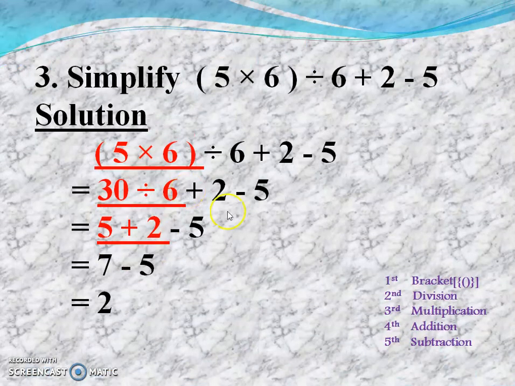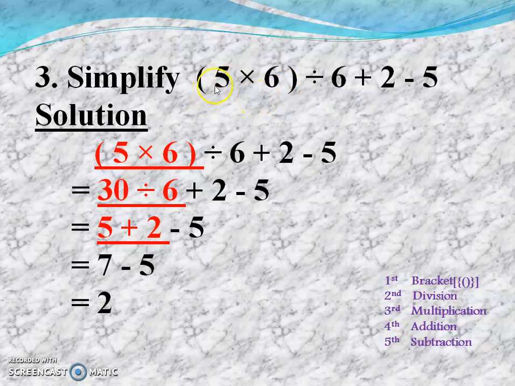Our next example is 5 times 6, which is inside the small bracket, divided by 6 plus 2 minus 5. Now in this question we have got a bracket. So our first step is we open the bracket. Now how to open the bracket? We need to solve the problem that is inside the bracket. Then we can open the bracket.